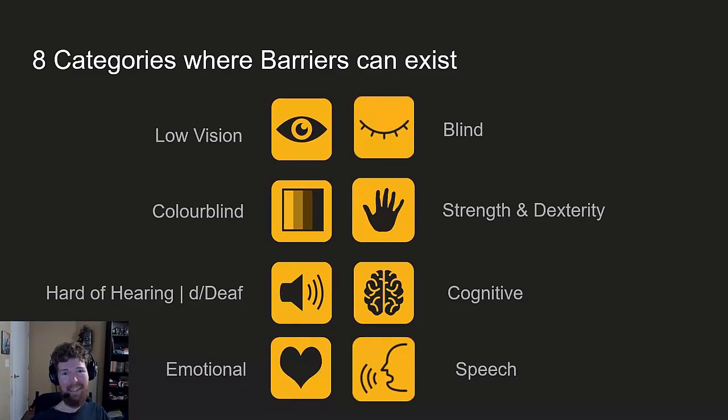There are 8 categories where barriers can exist. Low vision, blind, colorblind, strength and dexterity, hard of hearing or deaf, cognitive, emotional, and speech. I'll be giving game examples that use interesting features or mechanics that, by design, address accessibility barriers to hopefully spark your imagination for your own projects.